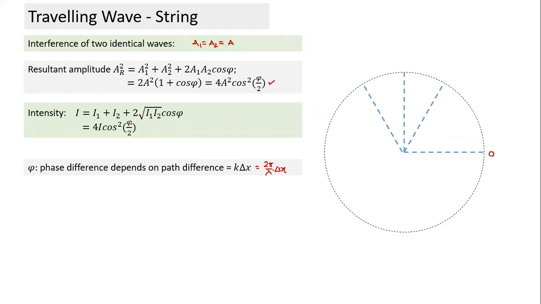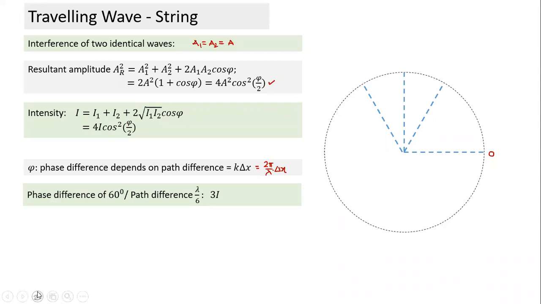If the phase difference is 60, this expression becomes cos square 30. What is cos square 30 equal to? Cos square 30 becomes root 3 by 2 square, which is 3 by 4. So if phase difference is 60, path difference is lambda by 6, and intensity becomes 3I.